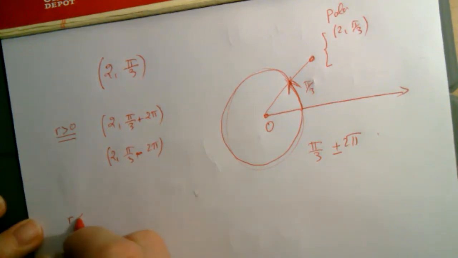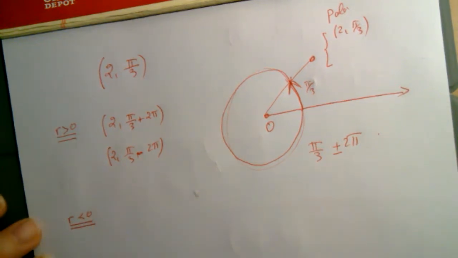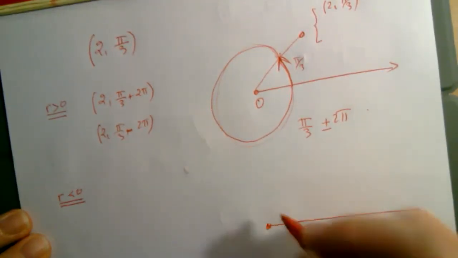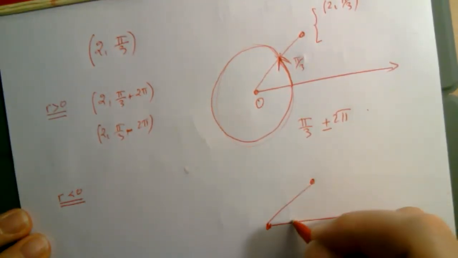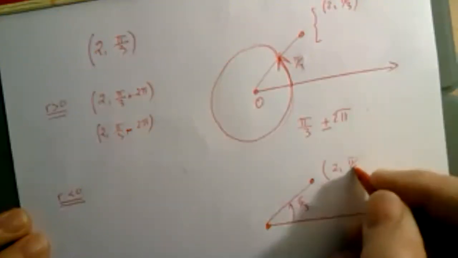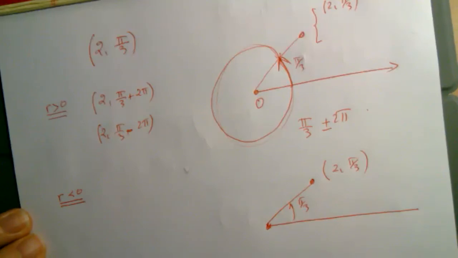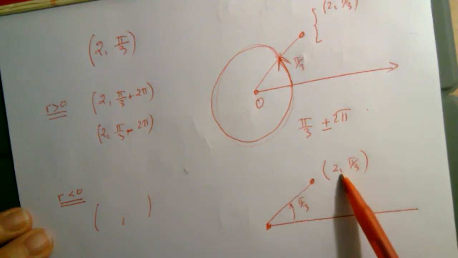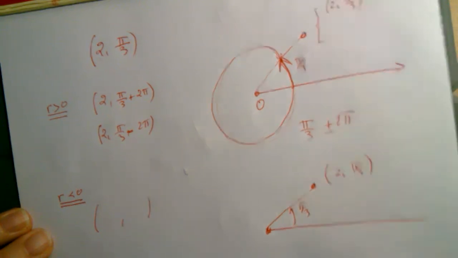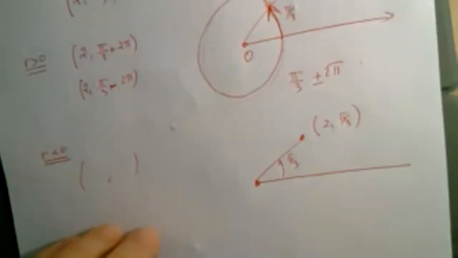Now I want another representation for the point with a negative r. So I will draw the point again. This is the point right here. That's 3 pi over 3, and this is 2 pi over 3. I want another pair that represents the same point, but the r is negative. So what would be that representation?